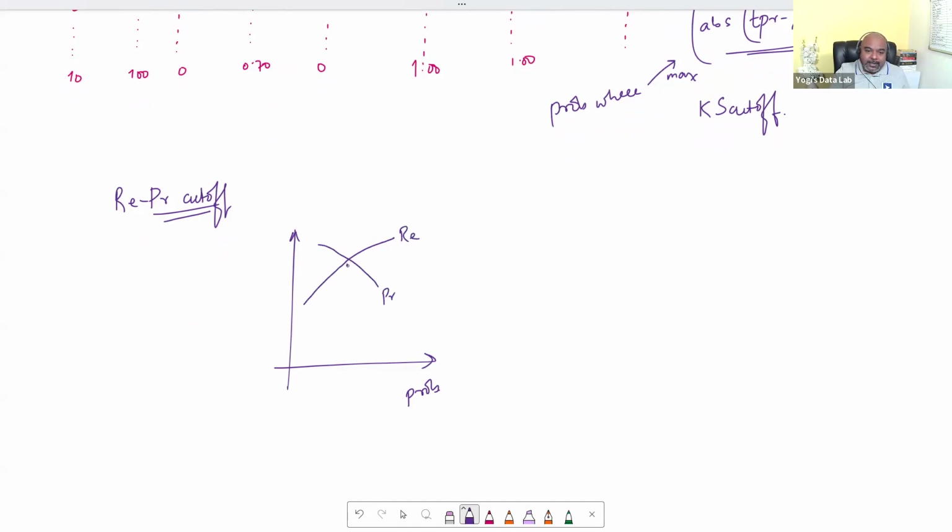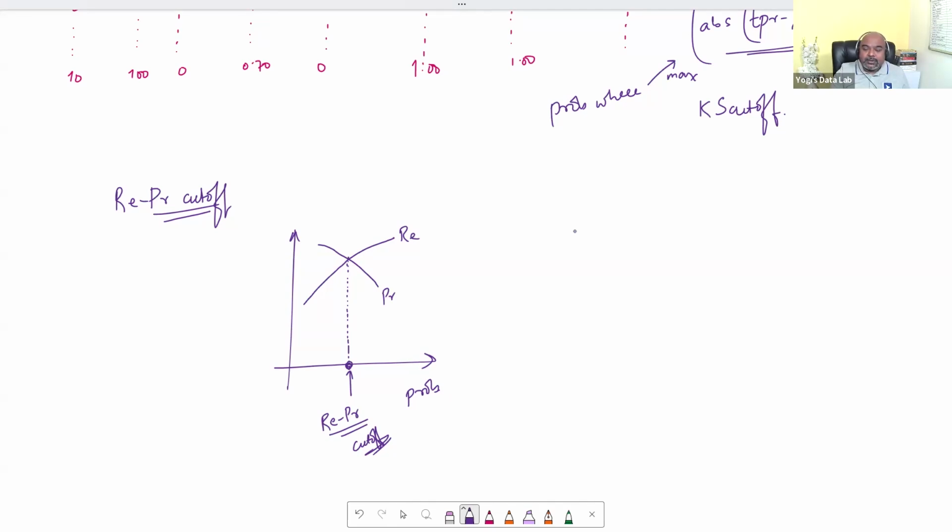So the point where they intersect, that probability is known as the REPR cutoff. But the problem with this is you have to manually look at this curve and identify it. A much easier way: F1 is a harmonic mean of recall and precision, so this is the point where F1 will be maximum.